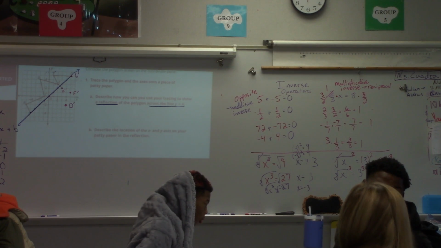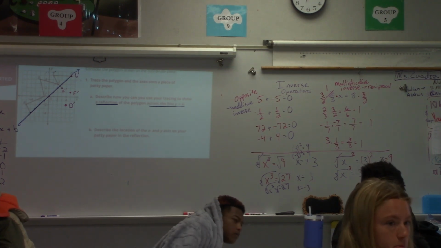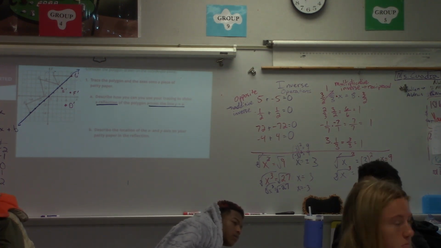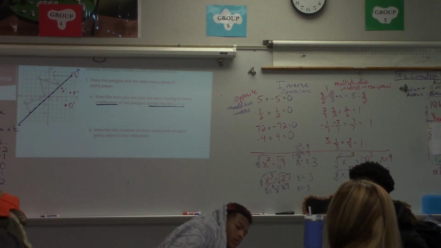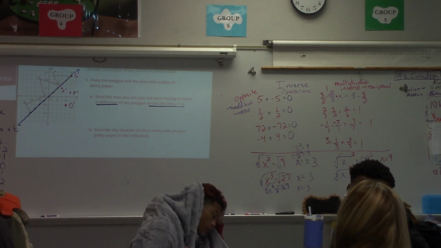Okay? D just stays there because you're on the line. D or B? D, how far? 1, 2. So how far to the other side? 3, and then 3 to the other side.